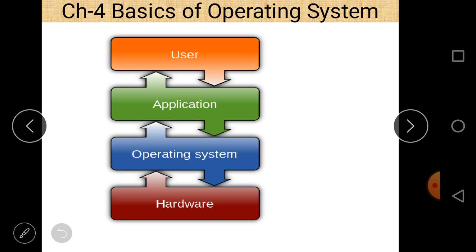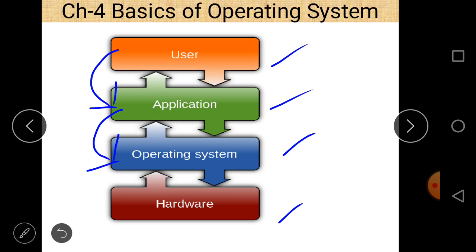And this is the diagram of an operating system. You can easily see that here is a user, then application software, then operating system, and the hardware. The concept is very simple. User interacts with application software, application software interacts with the operating system, and operating system directly interacts with hardware. So we can say that application software cannot directly interact with the hardware, or a user cannot interact with the hardware. So for this purpose, operating system is required.